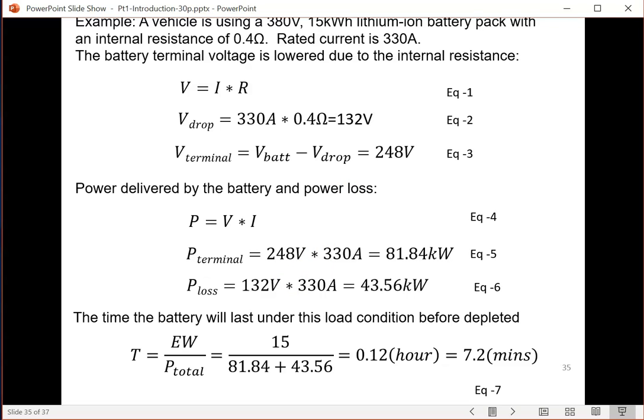But of course, batteries are not always used at the rated current. The rated current is really the maximum current you can draw from the battery before you cause damage to the battery. Now, once we know all that, we know the voltage, we know the current. Now we can actually work out the power.